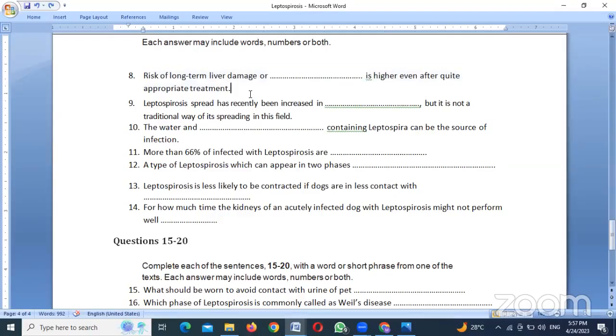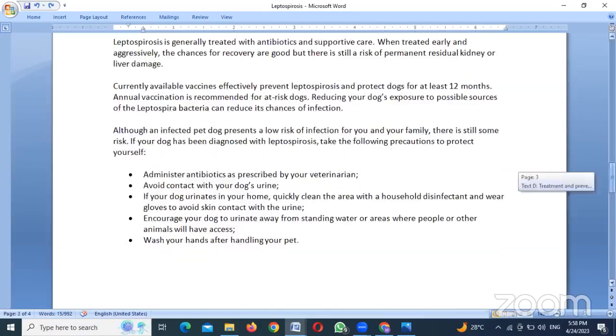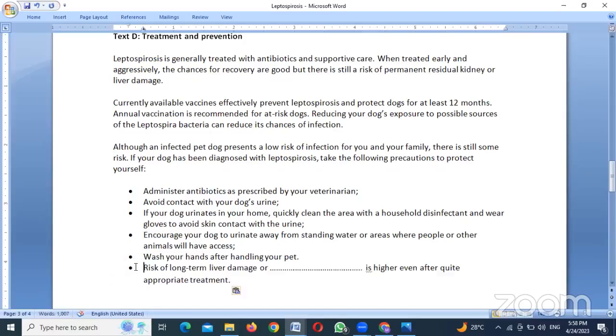Test D. Just write in the chat, please. Where is it possible? D. D, okay. Most of the cases it will come D in our mind because they are talking about treatment. But let us try to find the answer there.